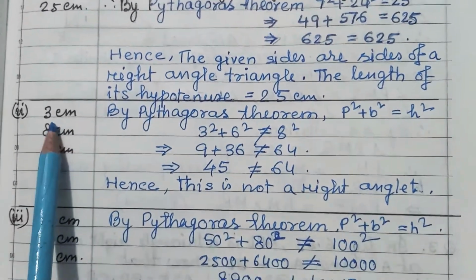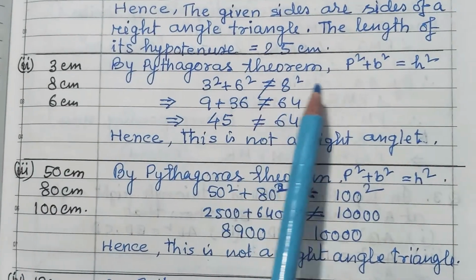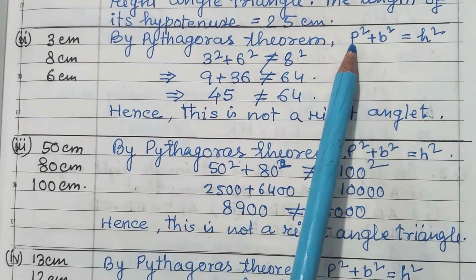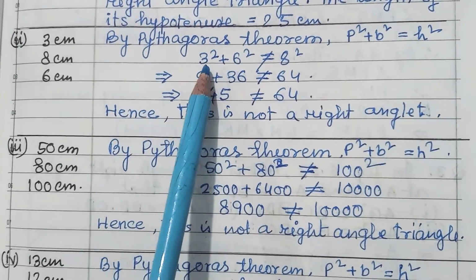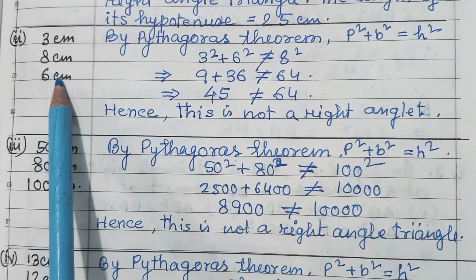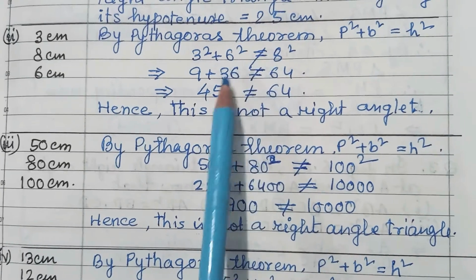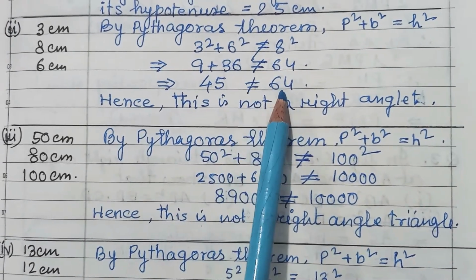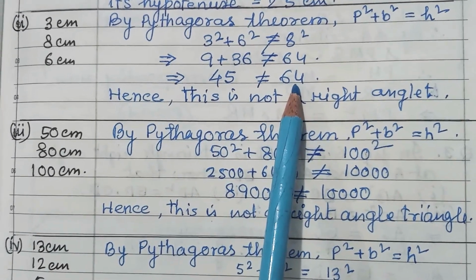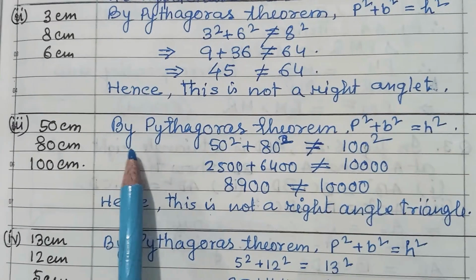Next question is, three sides are 3 cm, 8 cm, 6 cm. Again by Pythagoras theorem, perpendicular square plus base square is equal to hypotenuse square. So 3 square plus 6 square is equal to 8 square. You check it. It is not equal. So you write left hand side is not equal to right hand side. Therefore this is not a right angle triangle.